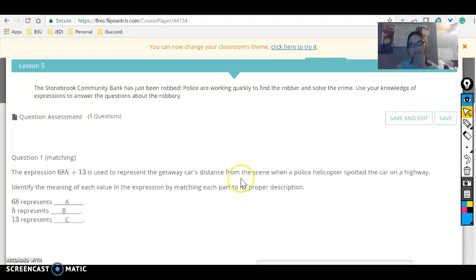Hi there, welcome back. We are now on Project 1, Lesson 5. So this is the final lesson for this project, and when you're finished with this, you can submit it. So we've got 5 questions to go over.